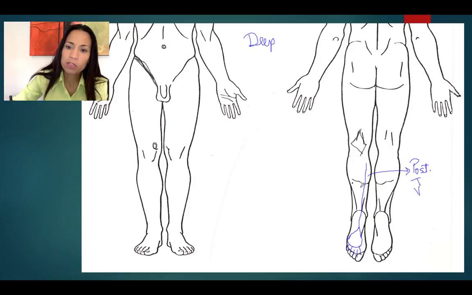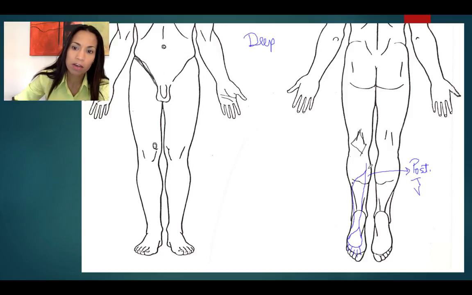Now, the posterior tibial vein receives blood from a vein collecting the oxygenated blood from the lateral compartment of the leg. Which vein do you think it is? This one? The fibular vein. Now, let's keep going with the posterior tibial vein. The posterior tibial vein receives blood from a vein that is coming from the anterior aspect of the leg.